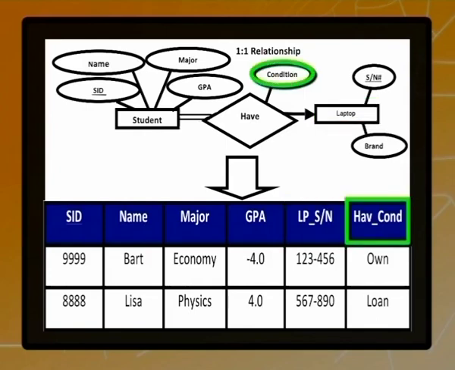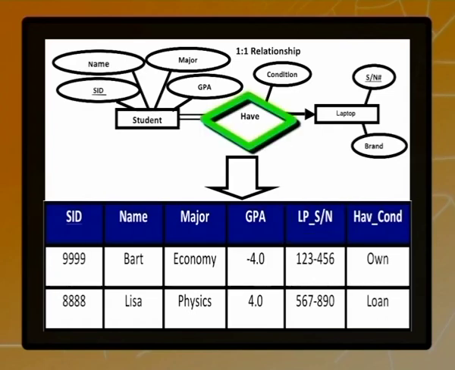The relationship attributes here are also included. Here the key attribute SN hash of laptop, meaning serial number of the laptop, has been renamed as LP underscore SN, and the attribute of the relation have, that is the condition, has been converted into one of the attributes with the name HAV underscore condition.